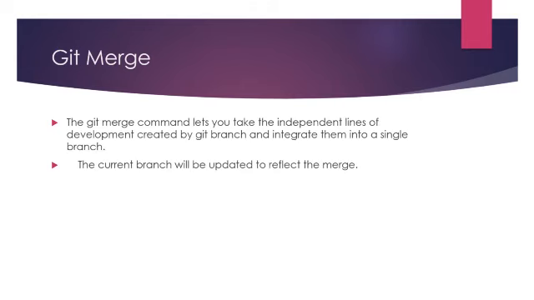Next, git merge. We create a feature branch from the master branch and work on it. Those changes will be merged into the master branch, and we can use the merge command for that. The git merge command lets you take the independent lines of development created by a git branch and integrate them into a single branch. The feature branch will be deleted and the master will be maintained, and the changes created in the feature branch will be moved into the master branch. The current branch will be updated to reflect the merge.